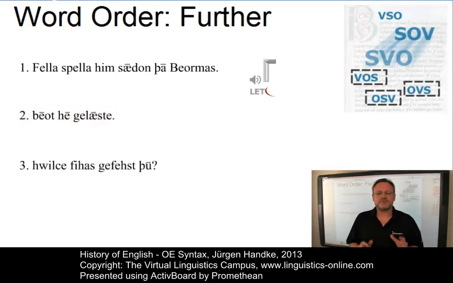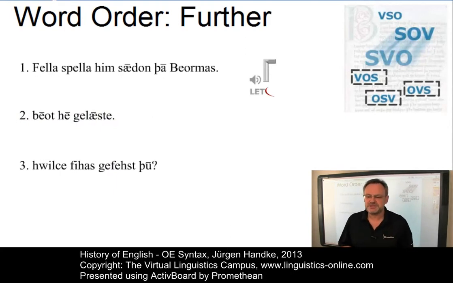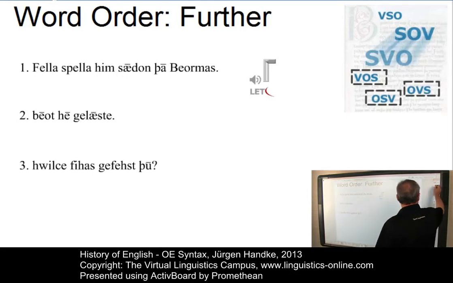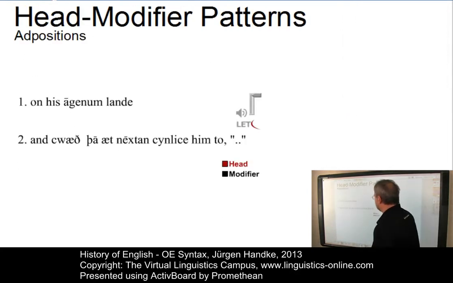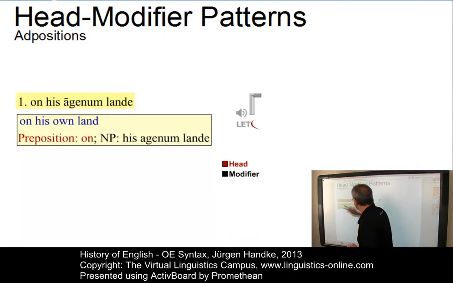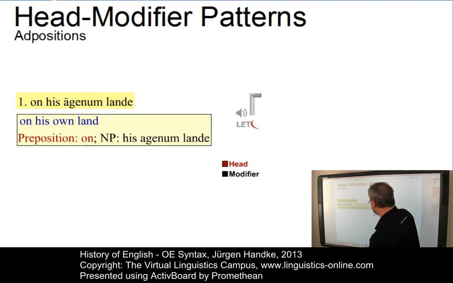Now the high degree of freedom of word order was equivalent to the flexibility in simple head modifier constructions. We cannot discuss all of them in this e-lecture, but let's take 2 of them. The first concerns adpositions. Now in these 2 examples you can find prepositions. On his earnunge lande, a prepositional phrase.